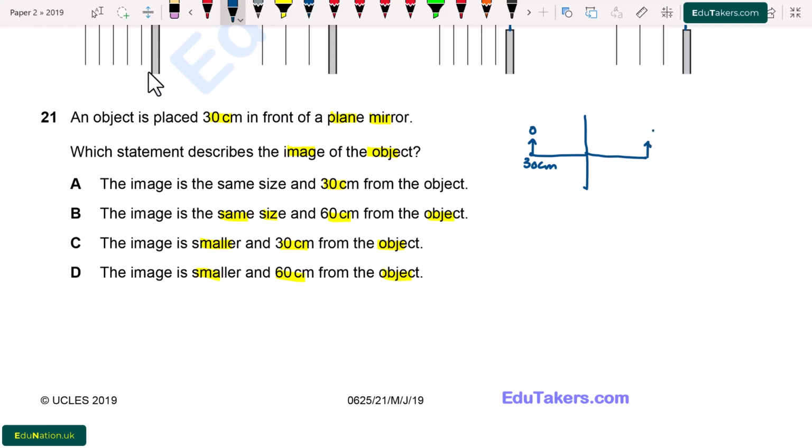This is the image I, and this is again a distance of 30 cm. But here we are given the distance from the object. It means the distance between the object and the image. This distance will be equal to 30 plus 30, which is equal to 60 cm. It means that the image is the same size, and the distance from the object is 60 cm. So option B is correct.